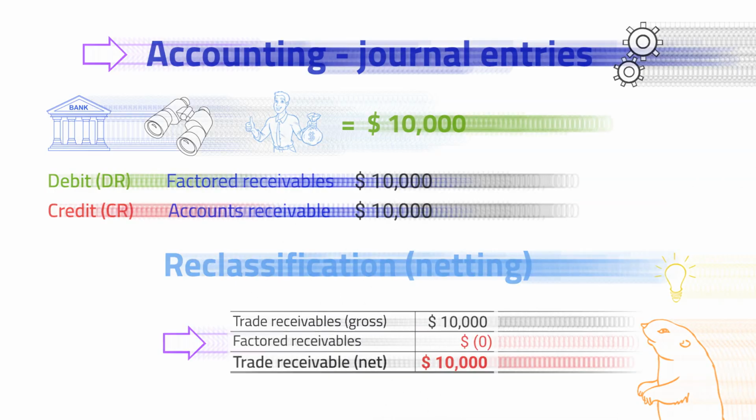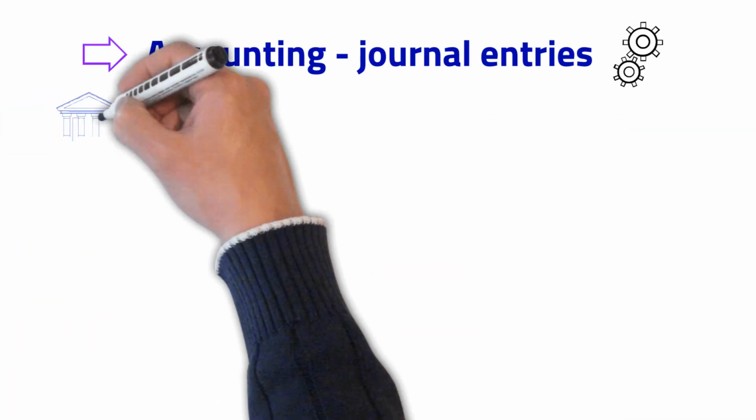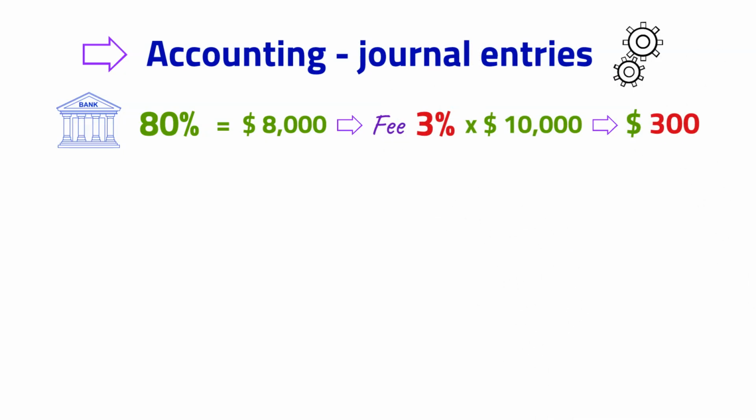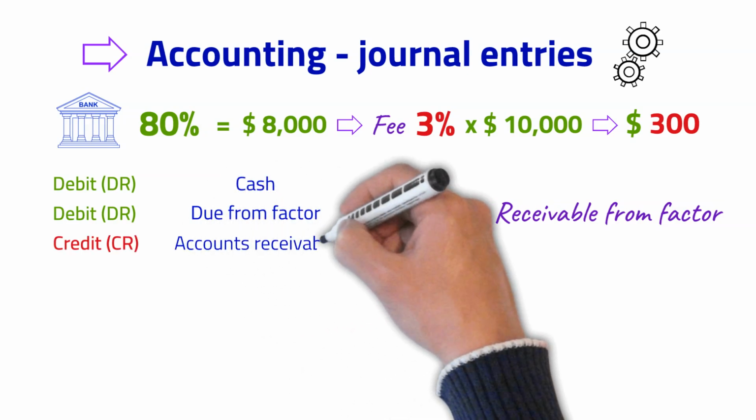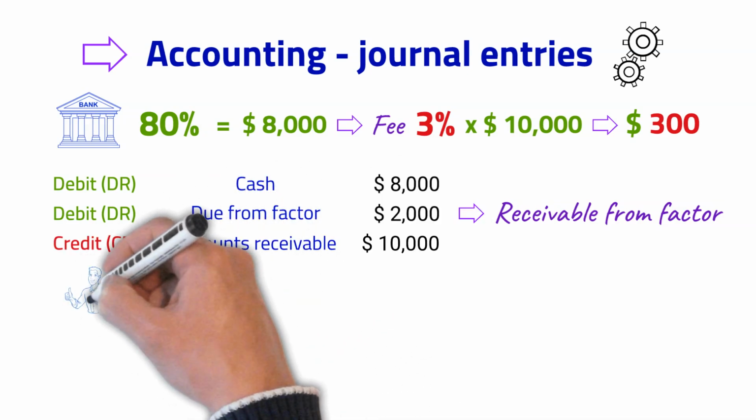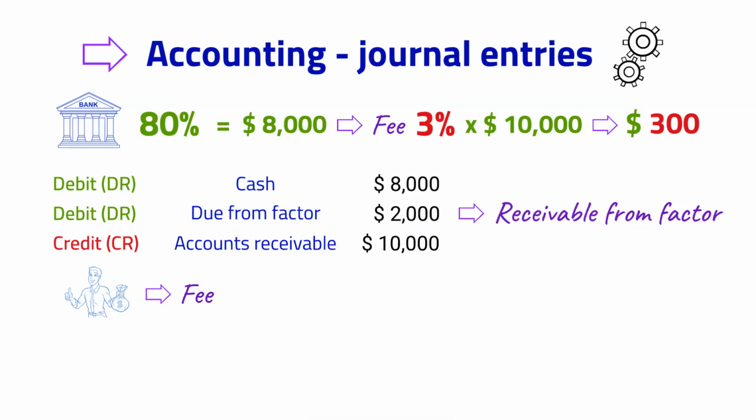Now we introduce a complication. The factor pays us 80% now, keeps 20% as a holdback, and charges a 3% fee on the invoice when the customer pays. So now we receive only $8,000 in cash. Debit cash $8,000. Debit due from factor holdback receivable $2,000. Credit accounts receivable $10,000.